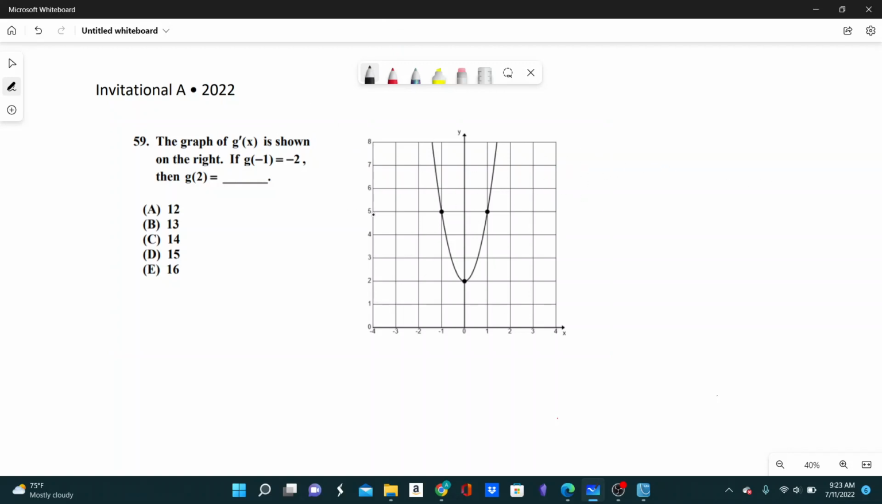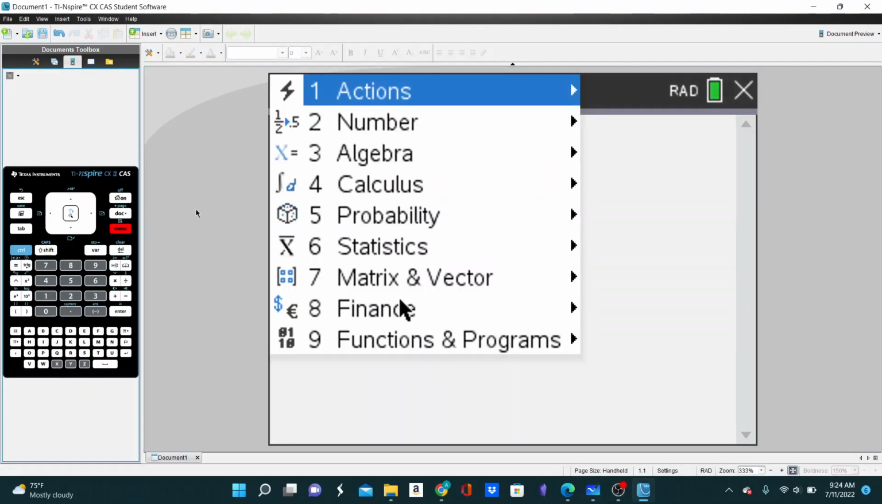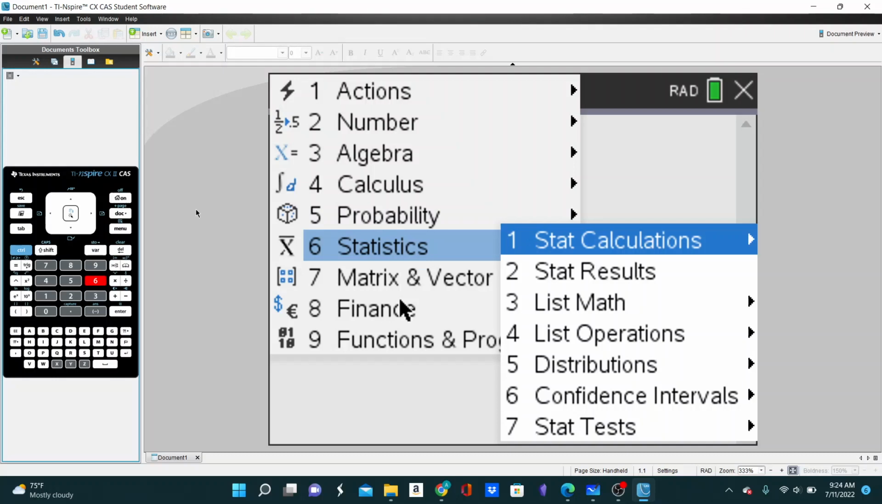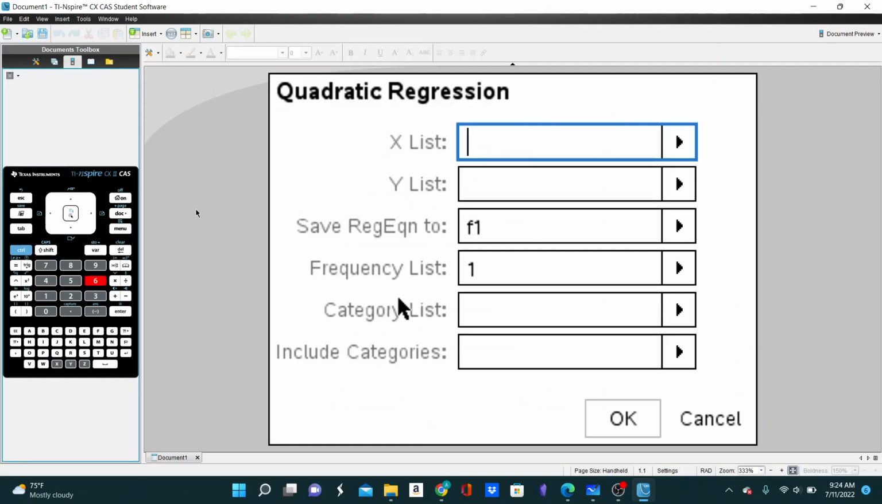So let's see, we have this point right here is negative 1 comma 5. This point right here, the vertex looks like it's 0 comma 2, and then this point is 1 comma 5. So if we do a regression, there are other ways to do this, but this is usually the most consistent way. You go to Menu, 6, Stat Calculations, and then go down to 6 with quadratic regression. And then you put in your x list.